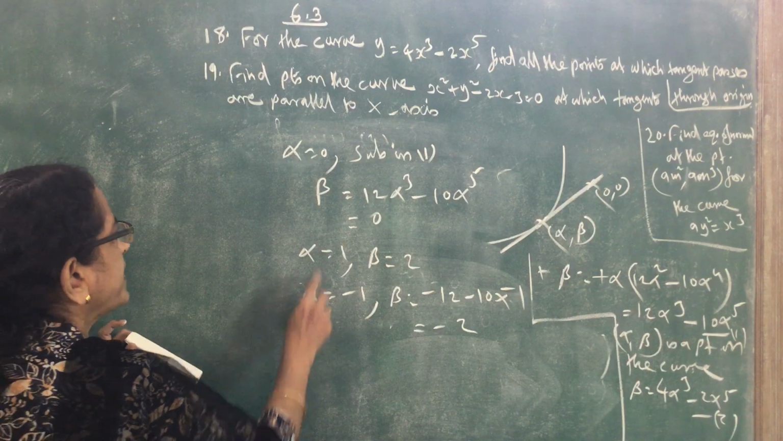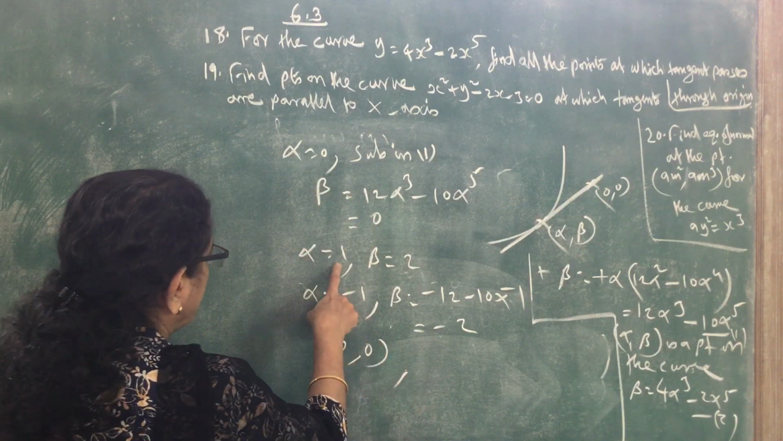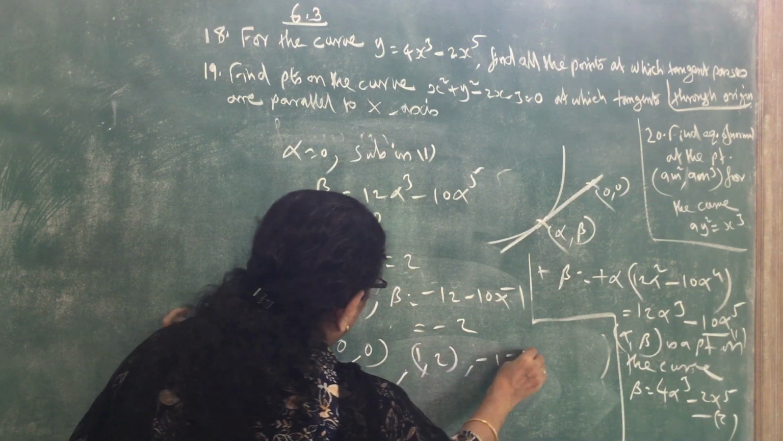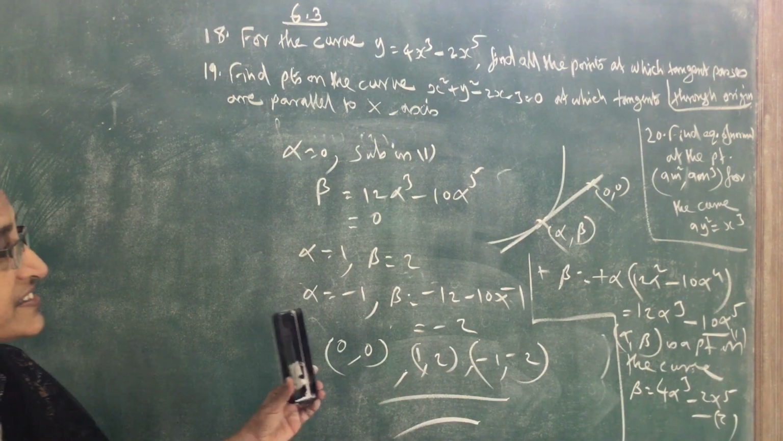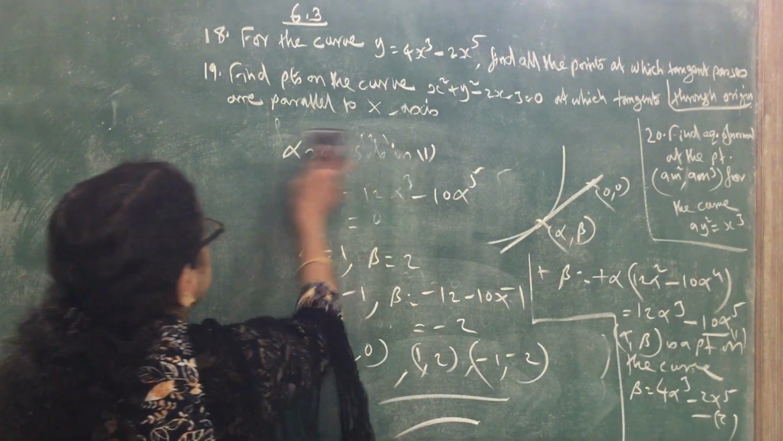So the required points are alpha equal to 0, beta equal to 0, that is (0, 0); alpha equal to 1, beta equal to 2; then alpha equal to minus 1, beta equal to minus 2. So these are the required points on the curve at which the tangent passes through the origin. So that is the answer.